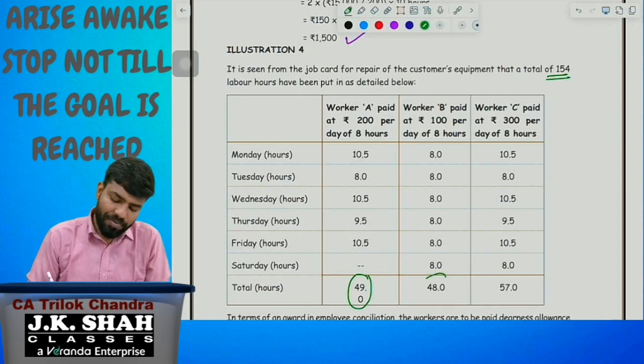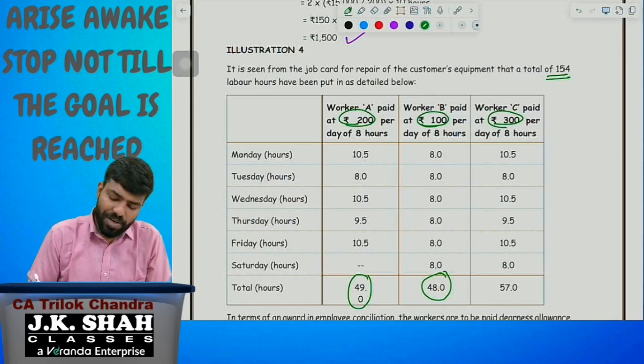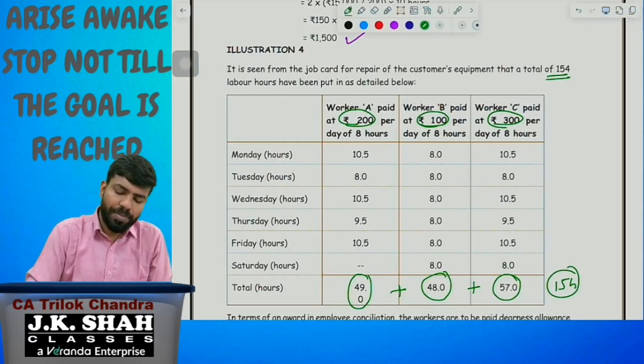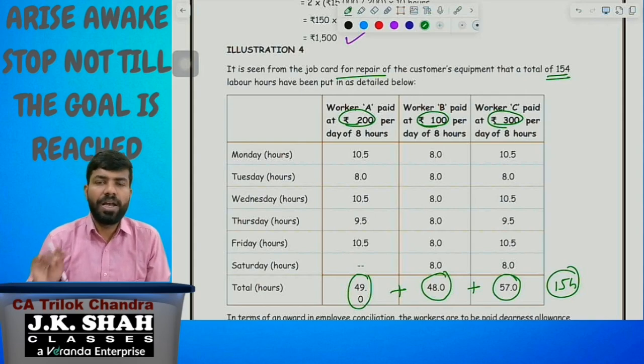Worker B, he is working for 48 hours. Here he is getting 200. Here he is getting 100. Here he is getting 300. Worker C is working for 57. If you make a total of this, totally they are working for 154 hours. That is what they stated in the question. It is seen from the job card for repair of customer equipment the total 154 labor hours has been put in as detailed below. When it comes to the repair of the job, 3 workers are working, worker A, worker B, worker C, together comes to 154 hours. All of you clear?